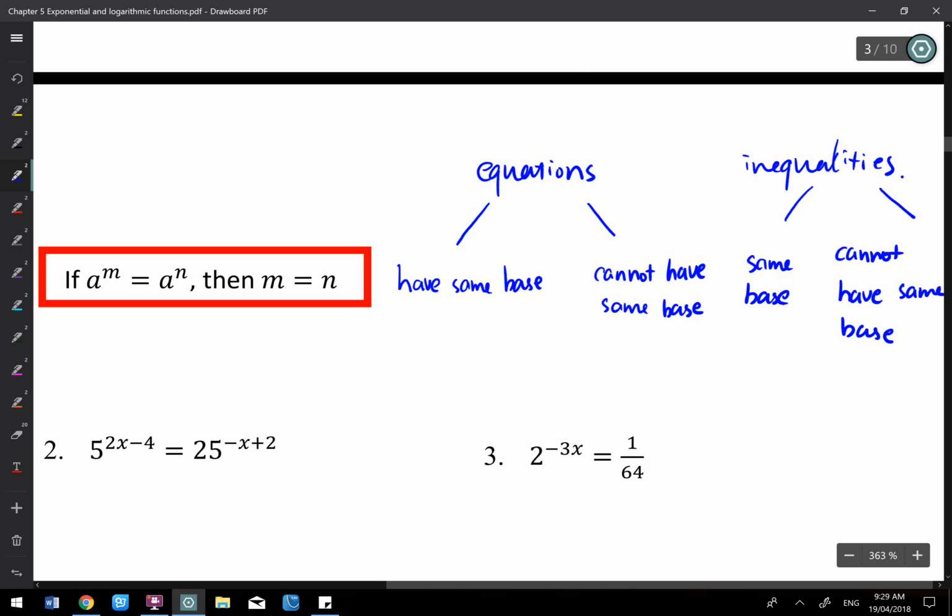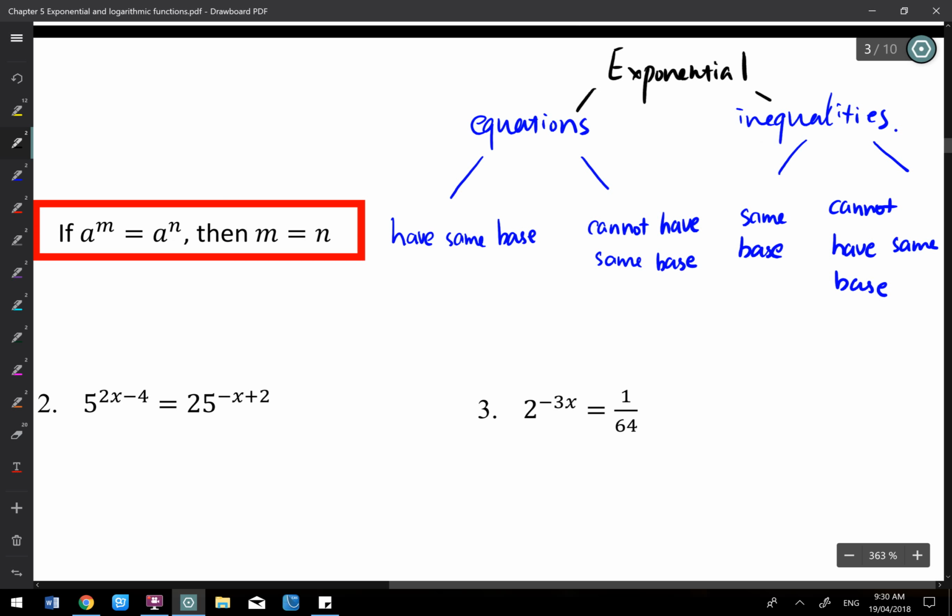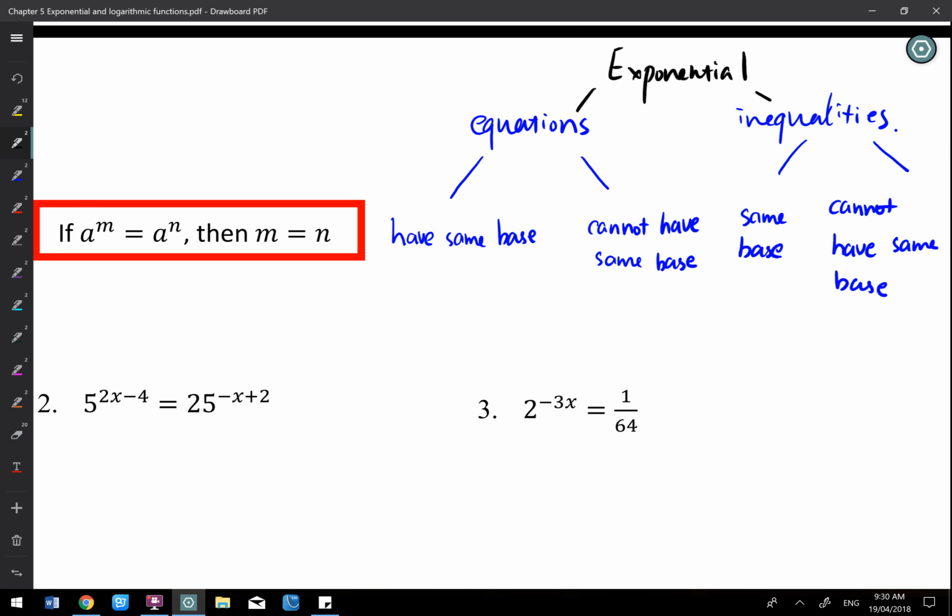Okay, what I talk about here is exponential equation and inequality. So basically we have two types, equation and inequality. Equations can have same base, equations cannot have the same base. Inequality can have same base, inequality cannot have same base.